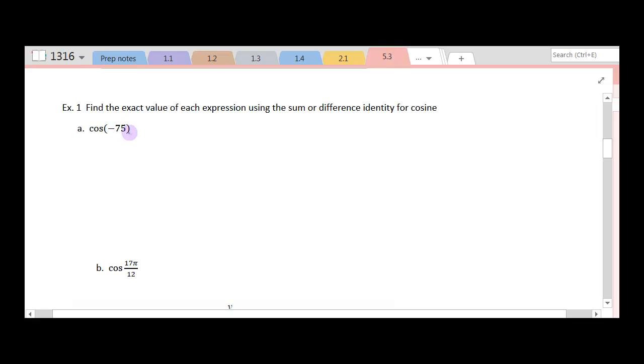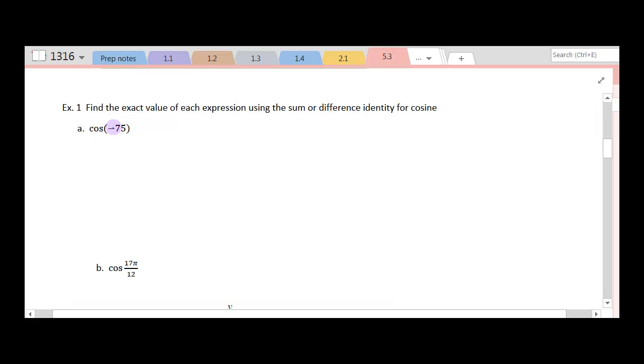In each of these examples, I want to find the exact value of the expression using either the sum or difference identity for cosine. So I have here the cosine of negative 75. When I look at this, I ask myself, is negative 75 a common angle that we know off of our unit circle that we've been memorizing? It's not. So how do I find the exact value of cosine? Well, we want to take two known angles that add to give me negative 75 and use them to find the answer.